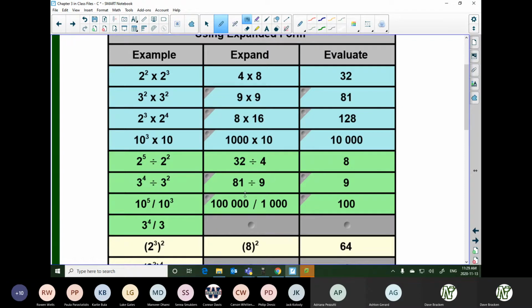3 to the power of 4 divided by 3. Well, 3 to the power of 4 is 81. Divided by 3, we don't have to figure out that power. It's already done for us. And 81 divided by 3 is 27. Is everybody okay there?